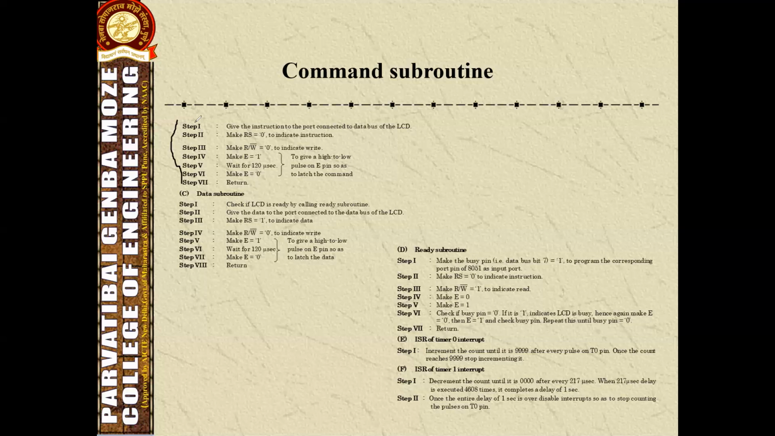Then for timer 1, decrement the count until 0 every 217 microseconds. After the delay executes, how can we provide this delay? By executing the command 4608 times, which completes 1 second. Once the entire delay of 1 second is over, disable the interrupt so as to stop counting the pulses on the T0 pin. Okay, these are the steps we have to follow while writing the program.